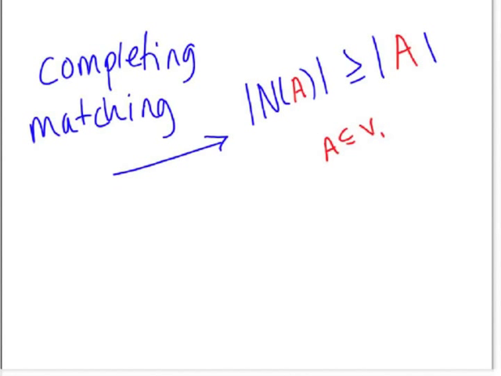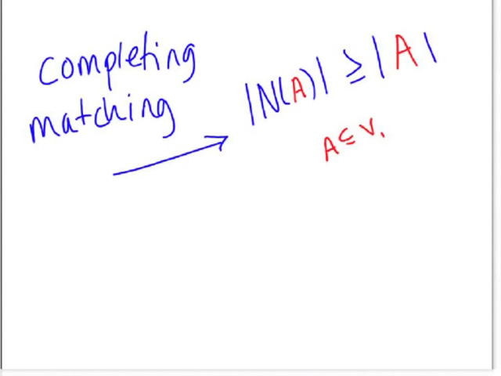Okay, so to prove this, note that we have a biconditional here. We have a situation where we have to prove that if we have a complete matching, then it implies Hall's condition, and we also have to prove that if we have Hall's condition, then it implies that we have a complete matching.